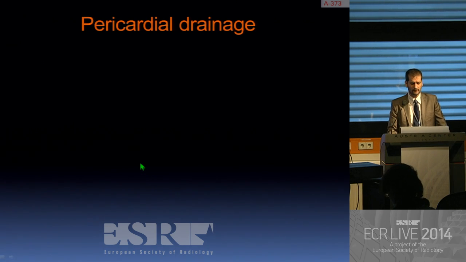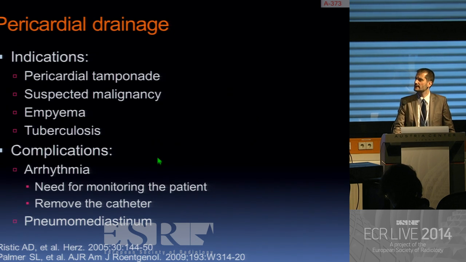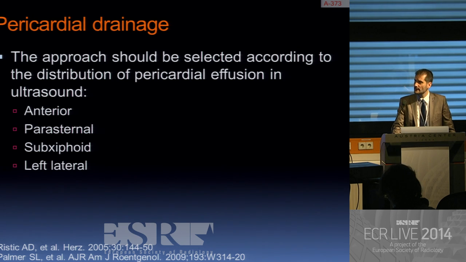Finally, we are going to talk about pericardial drainage. The main indications are pericardial tamponade, suspected malignancy, empyema, and tuberculosis. The main complications are arrhythmias and pneumomediastinum. When you perform this procedure, you have to monitor the patient with ECG, and in the case of development of an arrhythmia, the catheter should be removed. The approach should be selected according to the distribution of the pericardial effusion in ultrasound.